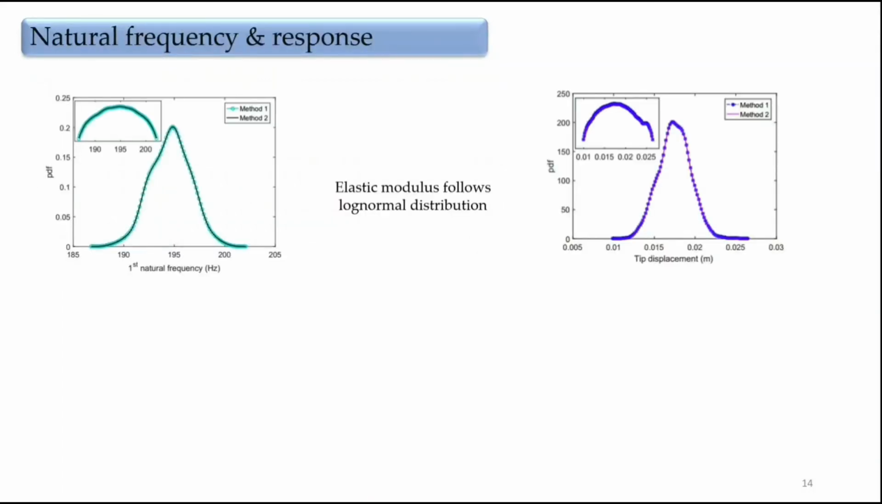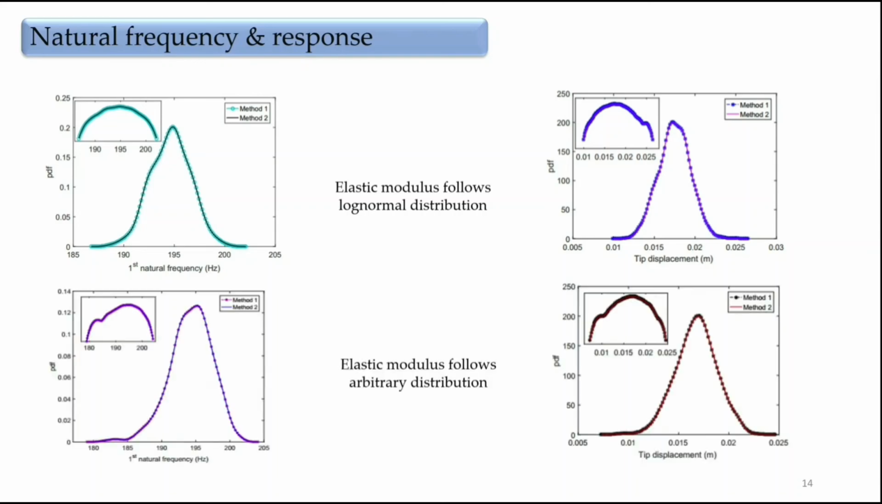Next, the PDF of natural frequency and the tip displacement is plotted when the elastic modulus is following a log normal distribution, and we can see a very good match has been observed. And then we have plotted the same for the case when the elastic modulus is following an arbitrary distribution, and in this case also we can see a very good match has been observed.